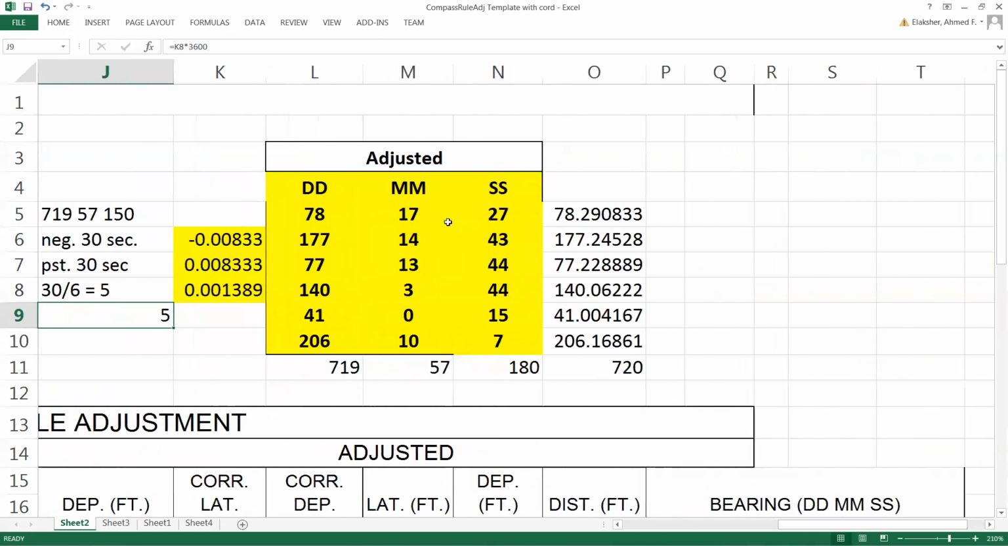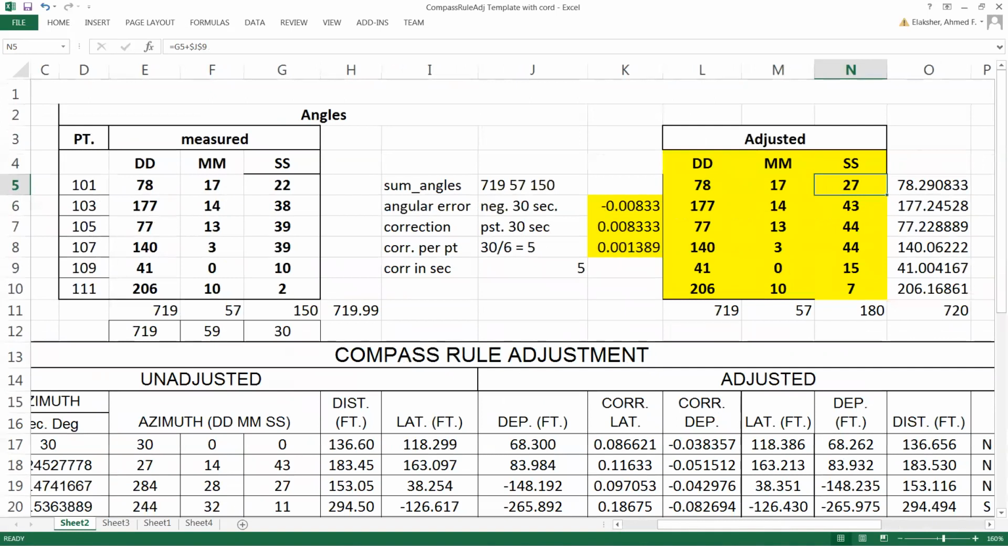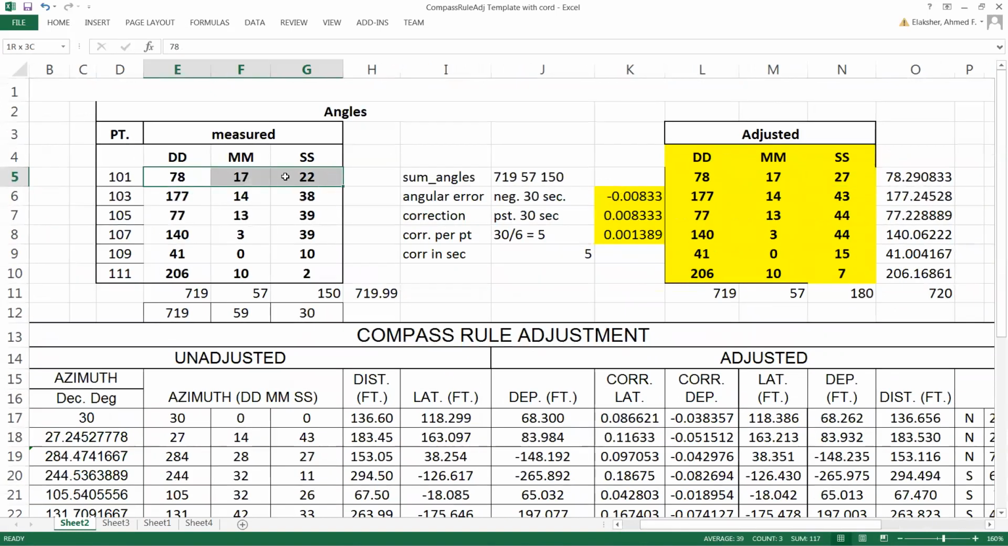Now you come here and just add it to each one. So what I did here, which is something I assume we all know how to do, very simple. You have the angle, you add the 5. Since the correction is positive, we got the angles all jumped up by 5 seconds. So 78, 17, 22 will be the same degrees, same minutes, but 27 seconds, and so on. And then I added all of the angles. I got my 720 here.